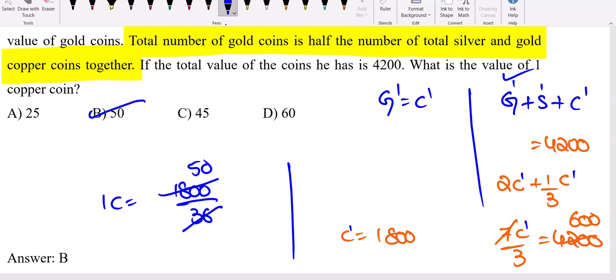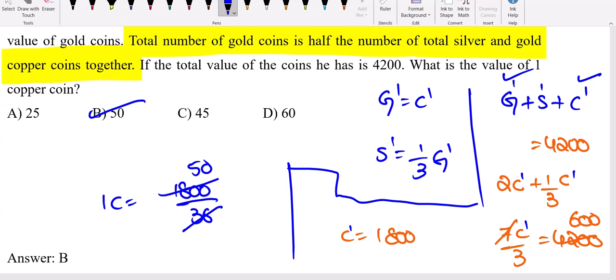So this one together I put it like 2C dash. Next one, they said silver value is one third of the gold. As gold and copper both are equal, I'm writing all into copper. Why you are writing all into copper is they're asking regarding copper. Now finally if you work on it, I got the money due to copper coins is 1,800. And we know there are 36 copper coins. Each coin is 1,800 divided by 36, we will get 50.